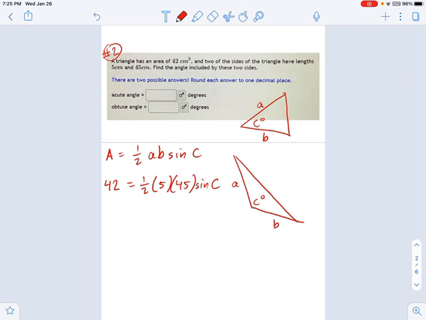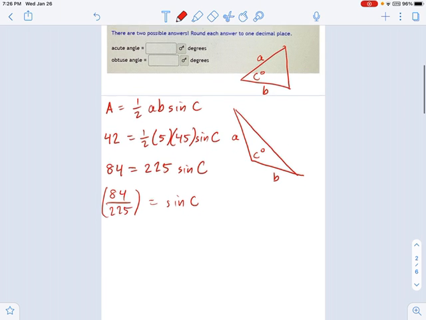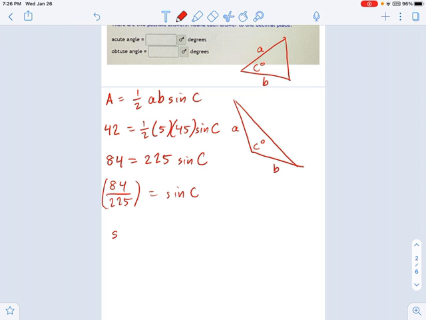5 times 45 is kind of a big number. Okay, that's not bad. So if I rearrange this a little bit, I get 84 equals 225 times sine C. I multiplied each side by 2 to get rid of the 1/2. And now I divide 84 by 225, and that's equal to sine C. And now I'm going to do the inverse sine, or the arc sine. Inverse sine of 84 over 225 equals C, my angle.